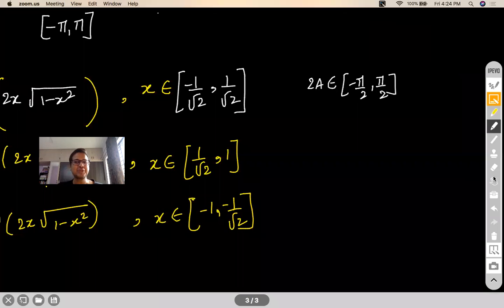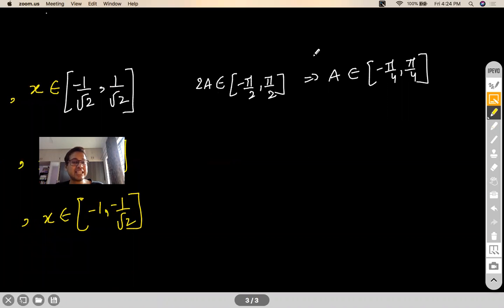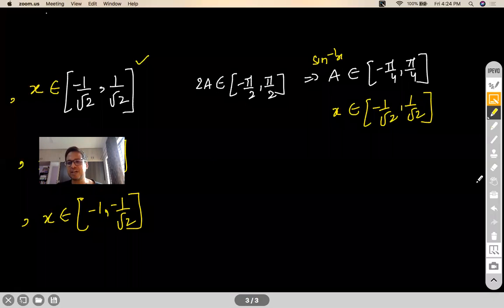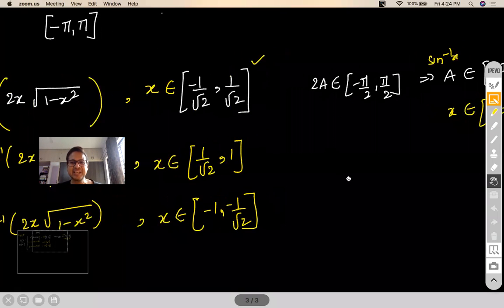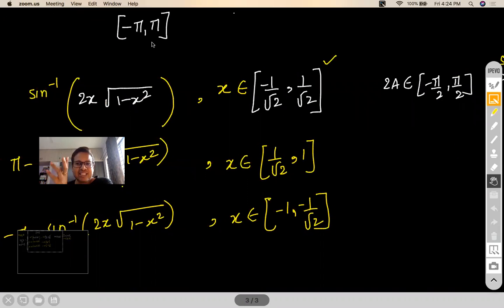If you don't trust me, let me show you a few more steps here. Because your 2A lies between minus pi by 2 to pi by 2, your A basically lies between minus pi by 4 to pi by 4. And A was sine inverse x. So x will be the sine of these two angles, that is minus 1 by root 2 to 1 by root 2. That becomes your very first interval, which Havish also mentioned a few minutes earlier. So now that interval is gone. Minus pi by 2 to pi by 2 is gone. What is left? On either side of minus pi by 2 to pi by 2, you will be left with these intervals.